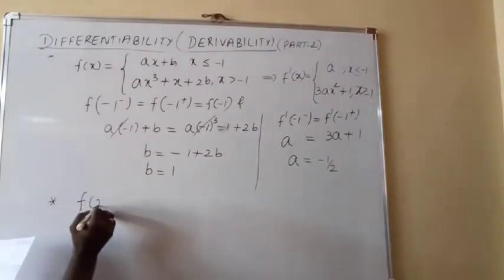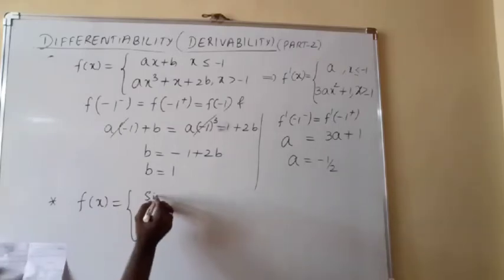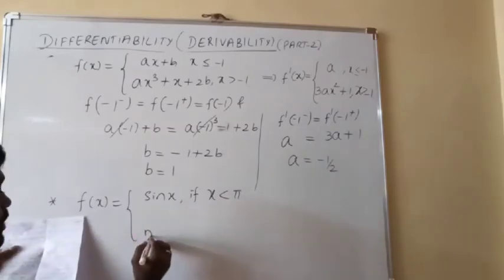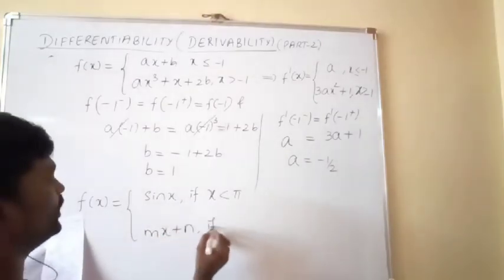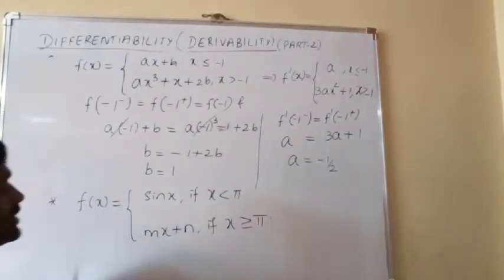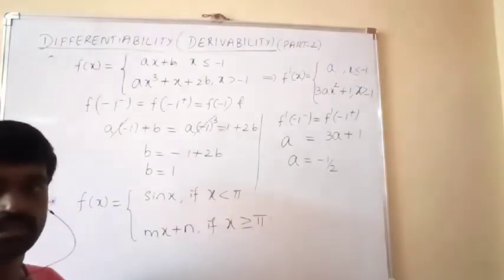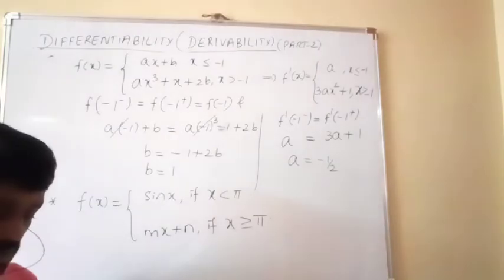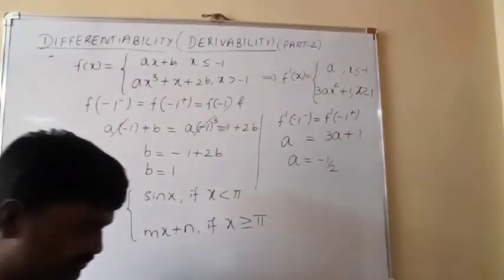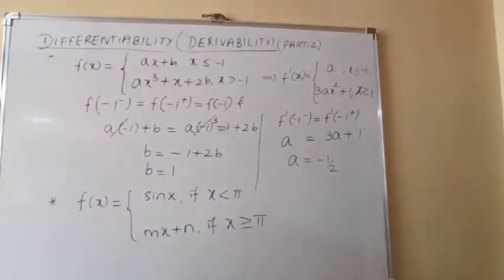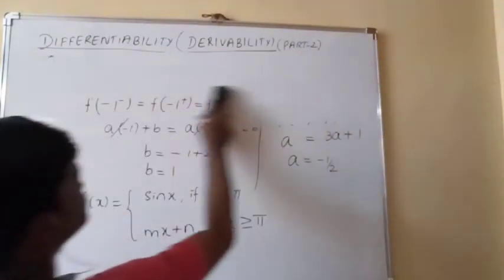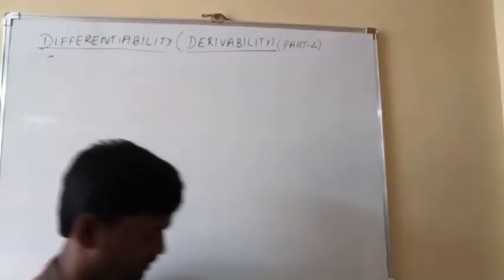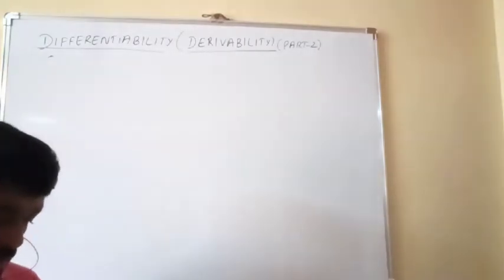So the homework problem is f of x is equal to sin x if x is less than pi, and mx plus n if x is greater than or equal to pi. Same question here also: it is given f is differentiable at each and every real number. Find the constant values m and n. This is the previous mains model problem. Try to solve this problem. Next, next problem.